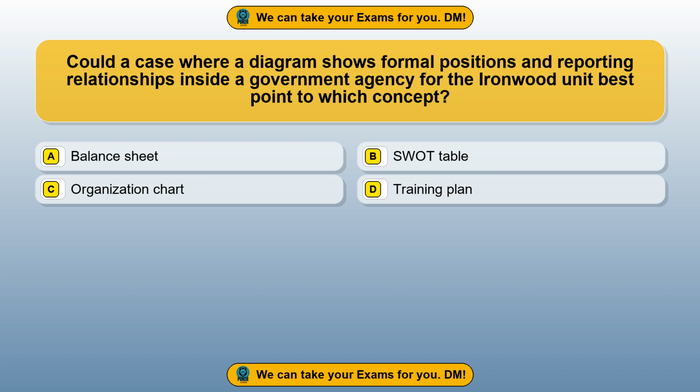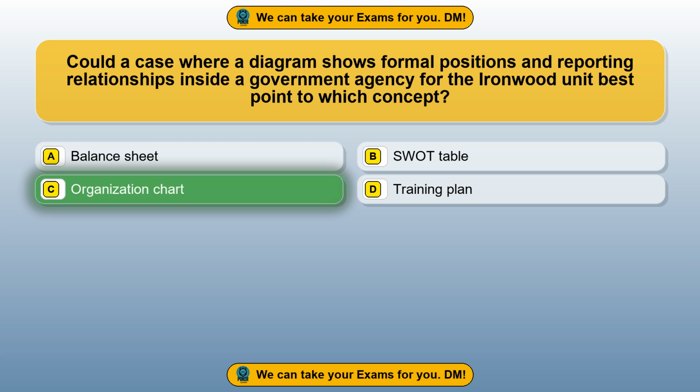Question 40. Could a case where a diagram shows formal positions and reporting relationships inside a government agency for the ironwood unit best point to which concept? Option A, balance sheet. Option B, SWOT table. Option C, organization chart. Option D, training plan. The correct answer is option C, organization chart.